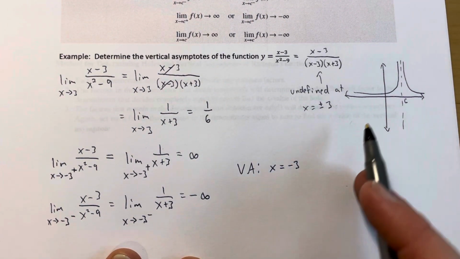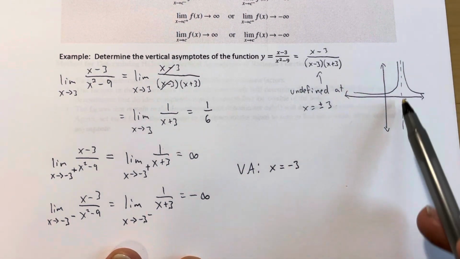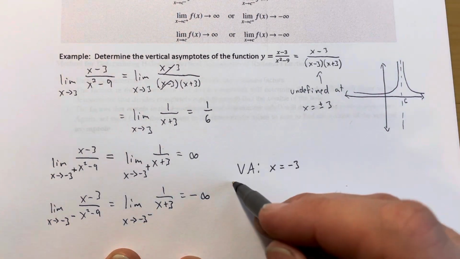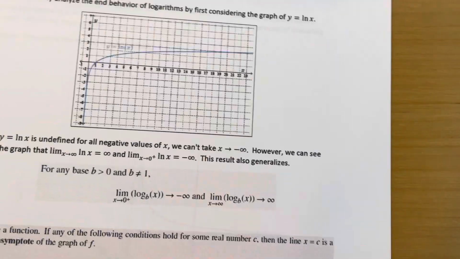It's important that you don't just write -3. Vertical asymptotes are lines, and lines are represented using equations, not just a number. Specifically, vertical lines will always look like x equals some constant. That's what you should be writing, not just -3. Okay? So we only ended up with one vertical asymptote here.